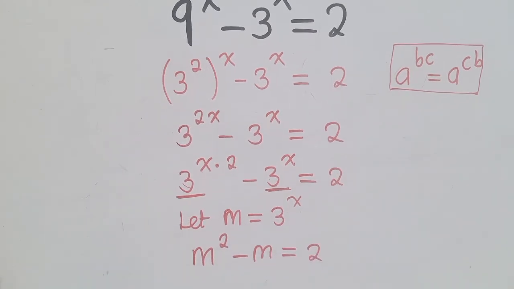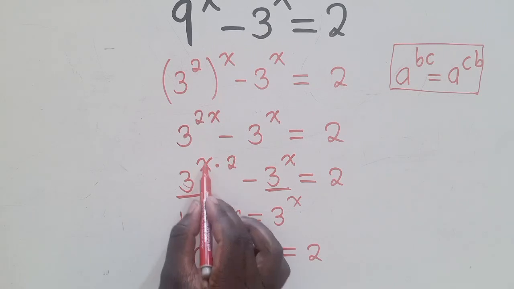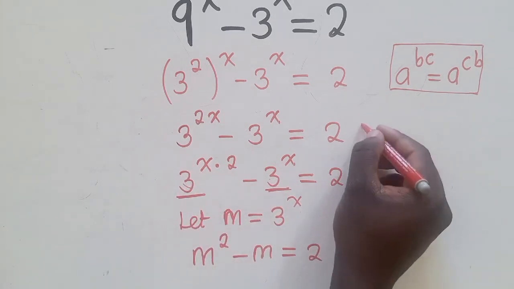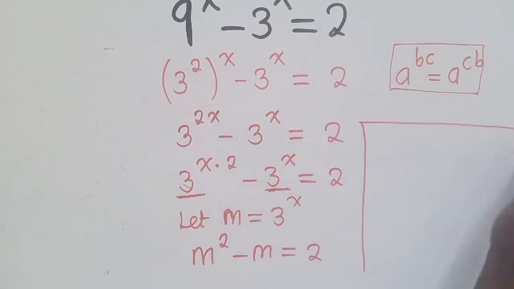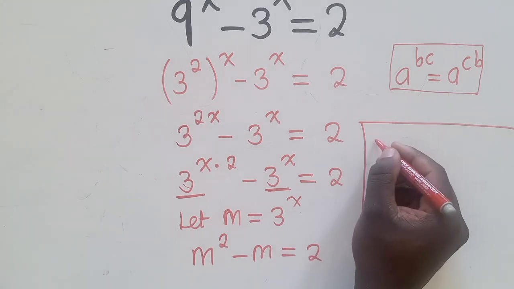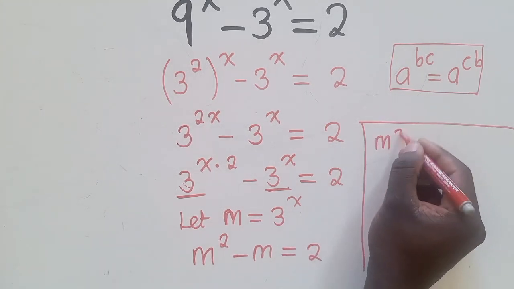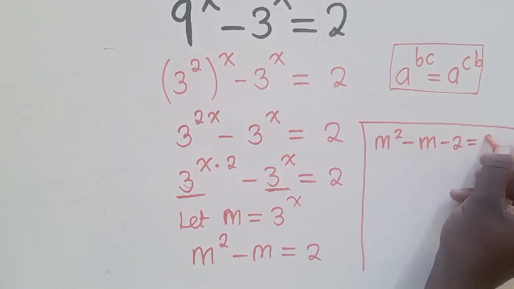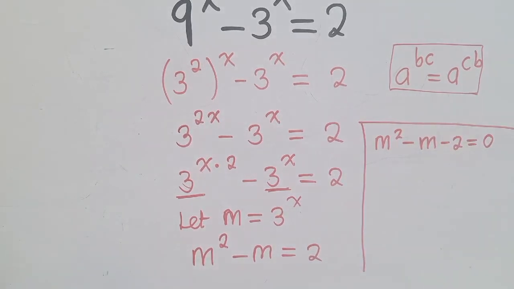You see what we have? When you get this m, you substitute it here and here. Now from this stage, we have to solve this quadratic equation. So we say m power 2 minus m minus 2 is equal to 0. I've just put it in standard form by subtracting 2 from both sides. And this is what we have.